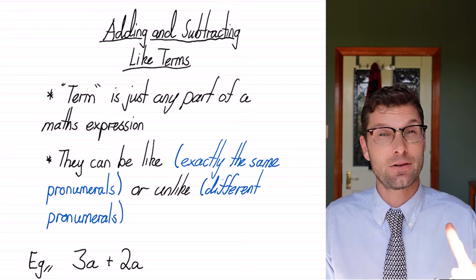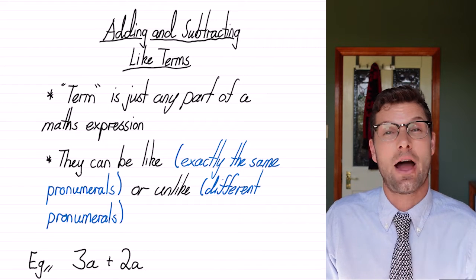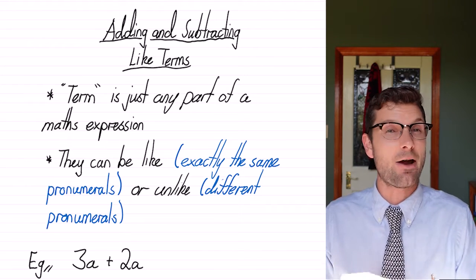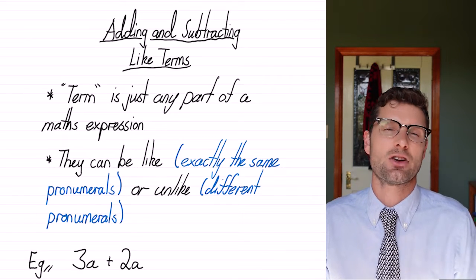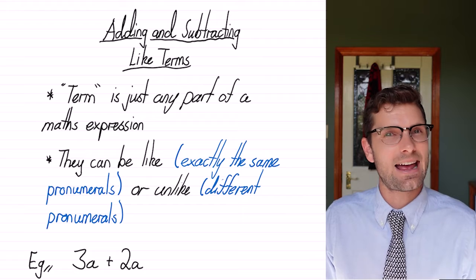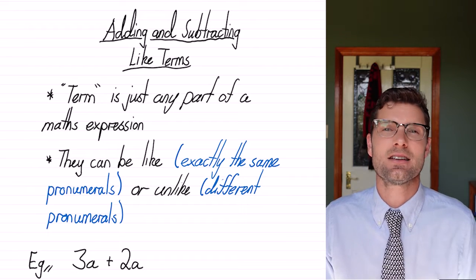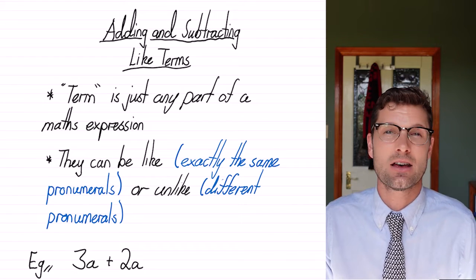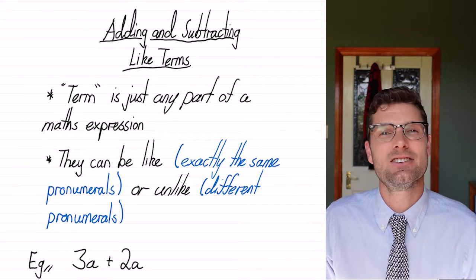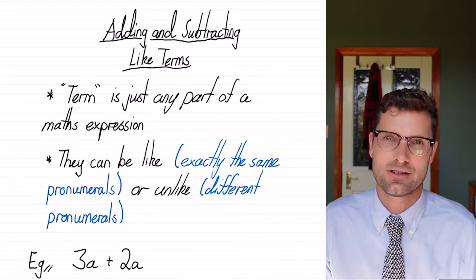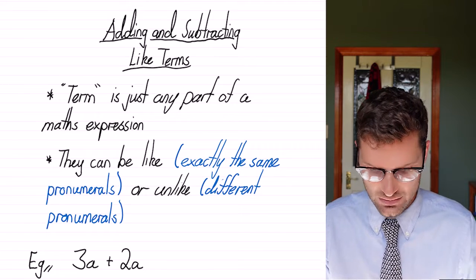You've got two different types. The first one is called like terms. This means that they are exactly the same with their pronumerals. So if you've got the exact same pronumerals or the same letters, you're going to have like terms. Or they can be unlike, which makes sense, and this is just where the letters are different between each one of the terms.